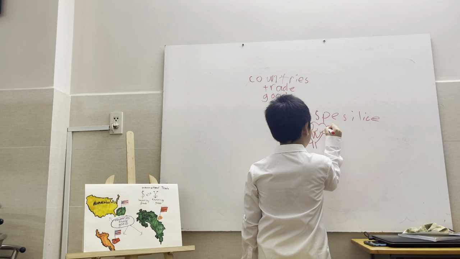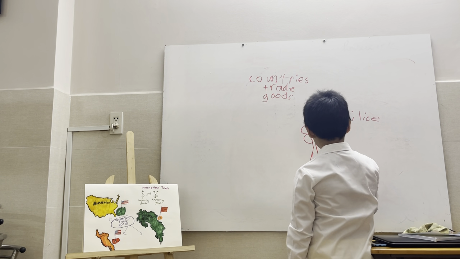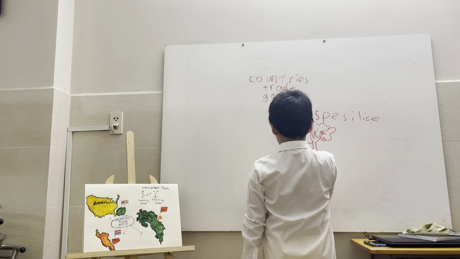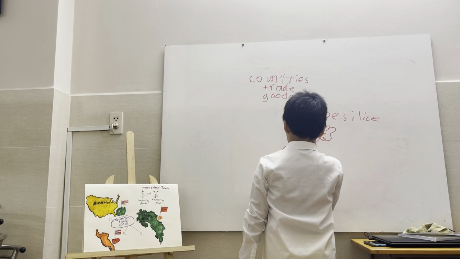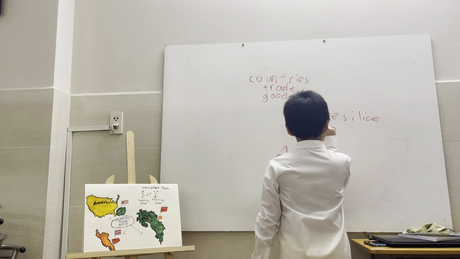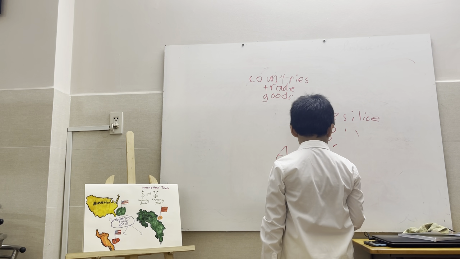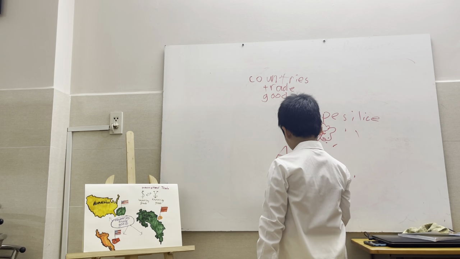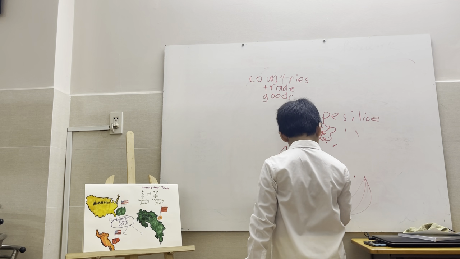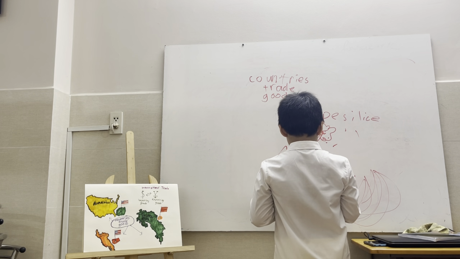If you have a tree like this, let me make the stump bigger. So if you have a tree like this and you call it an apple tree, here are the apples. Some apples are falling to the ground, and these are the leaves upon the tree. There are some leaves under the tree.